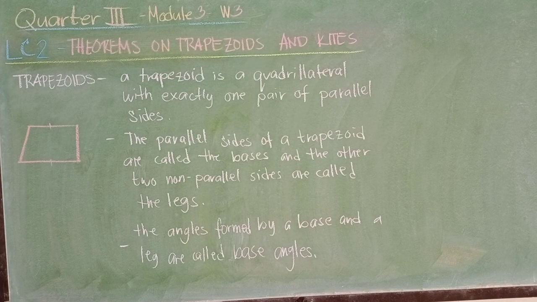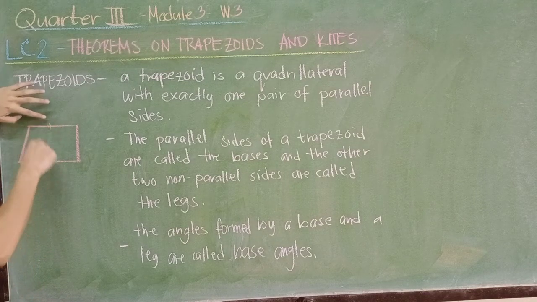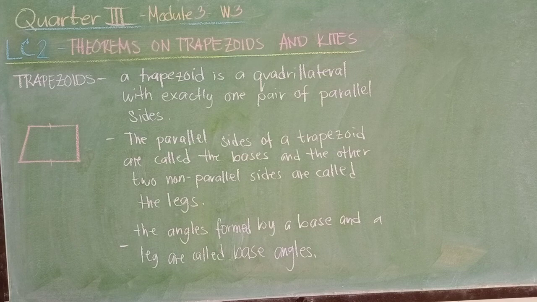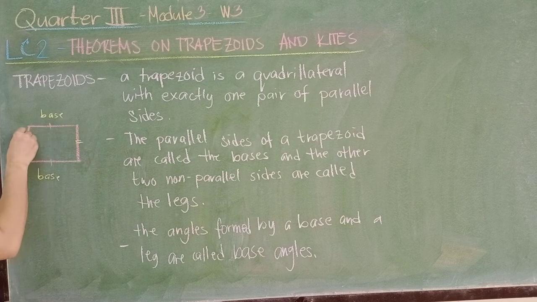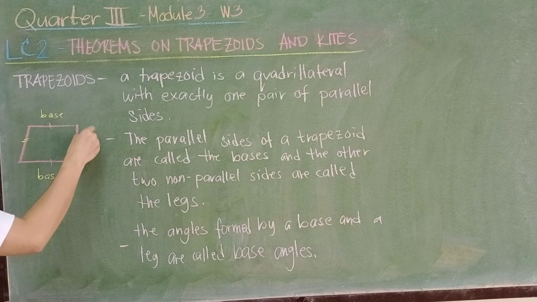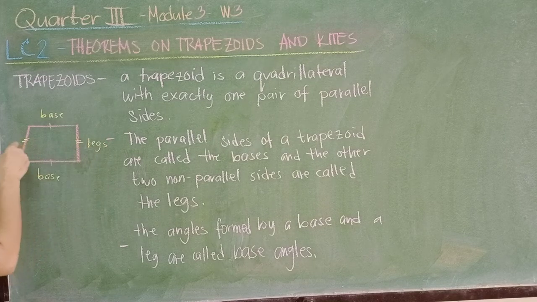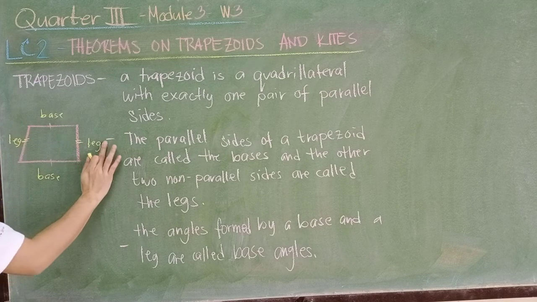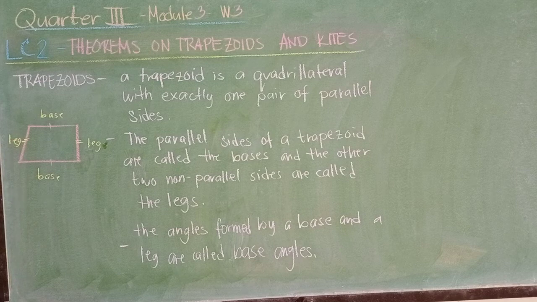And then, the parallel sides of a trapezoid are called the bases, and the other two non-parallel sides are called the legs. So these two parallel sides are called bases. The pair of parallel sides are called the bases. And these two non-parallel sides are what we call legs. Leg 1, leg 2.